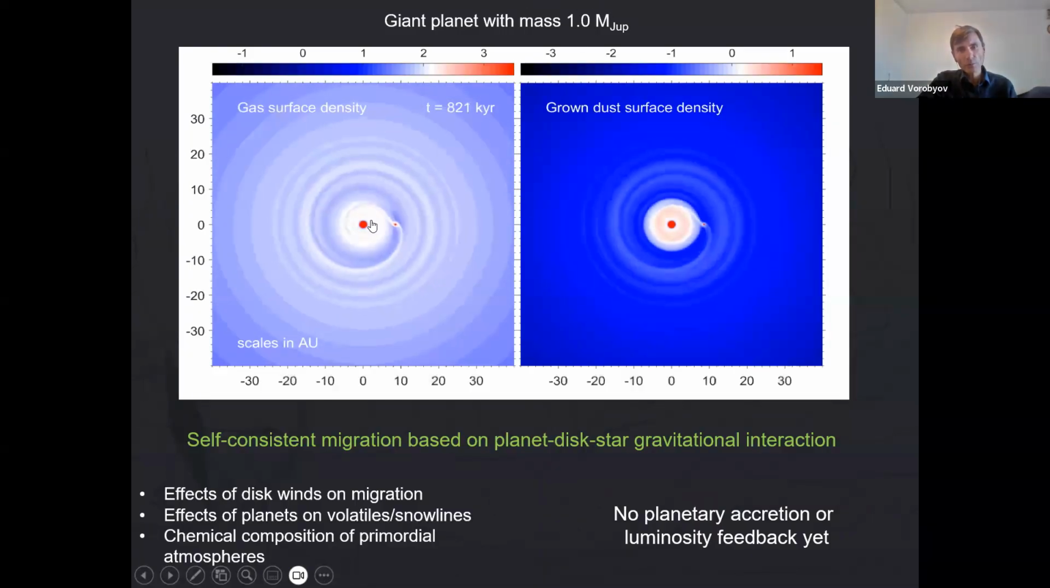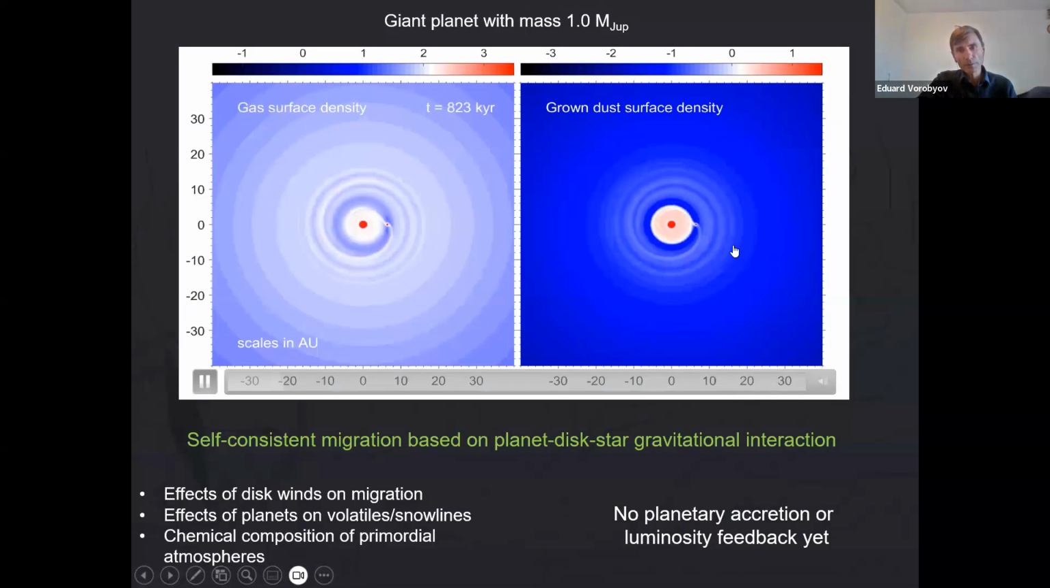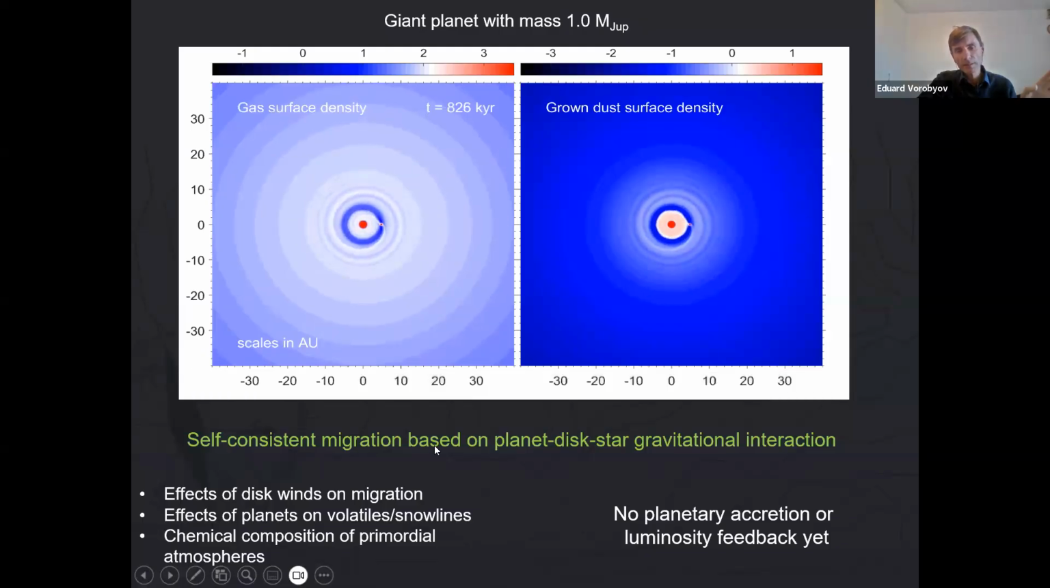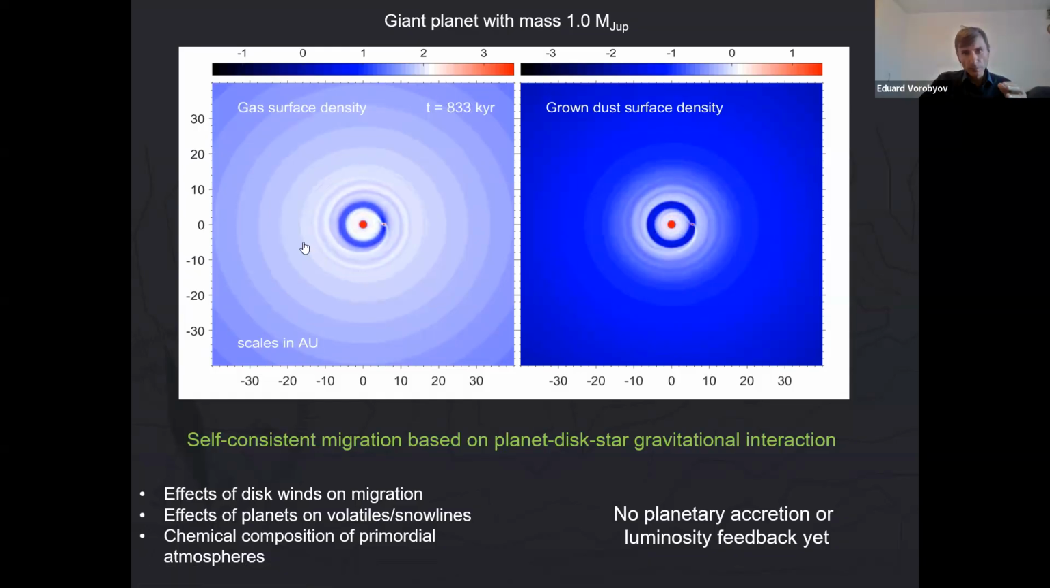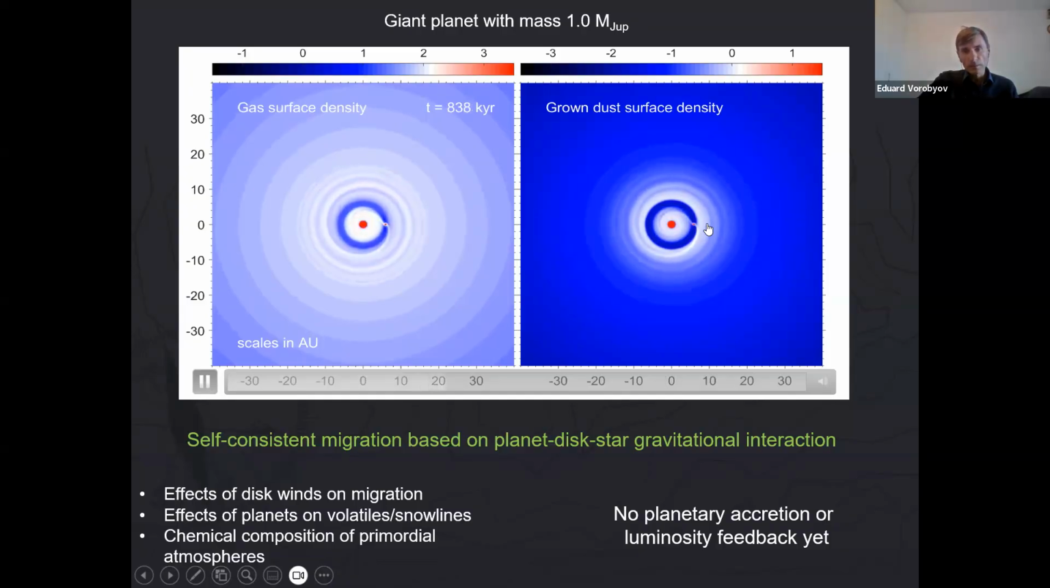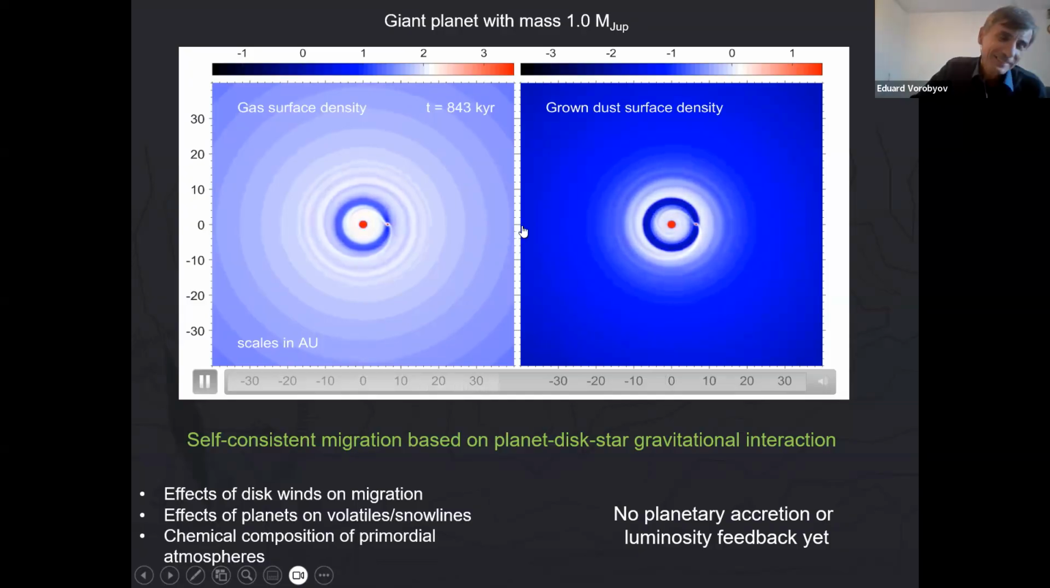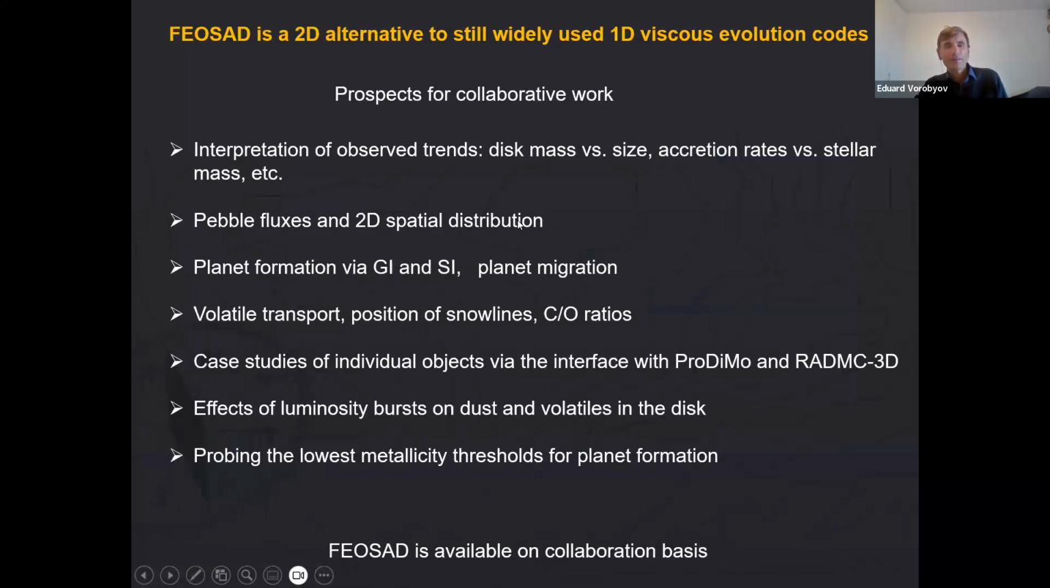So this is one Jupiter mass planet that we put into the disk. This is the gas disk, this is the dust disk, and it just migrates. It's self-consistent migration. So it's not some analytic prescription, it's just gravitational interaction between planet, disk, and star. All simulation is done in the non-inertial frame of reference of the star. And well, any interested collaborations are welcome, because we really don't know what to do with this feature, but it's there. All right, so thank you.